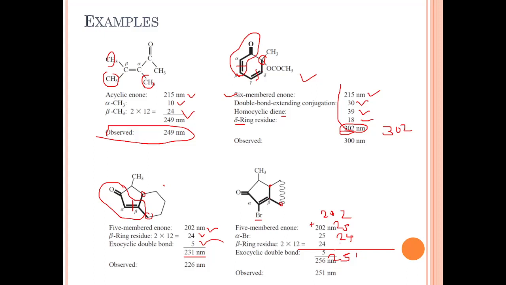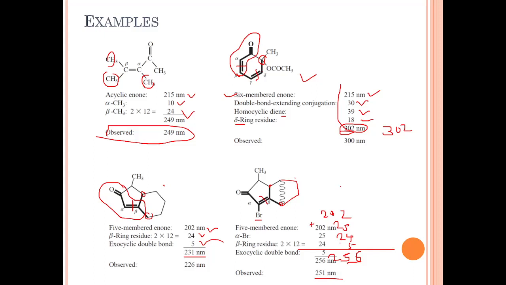I think we missed one exocyclic double bond, because they haven't shown us the ring over here. So if we consider this exocyclic double bond, we will add 5 more, and our value becomes 256. Okay, so as they haven't clearly shown the ring, we had not considered the exocyclic double bond, but if we consider it, it will become 256. So this is how it is matching with our experimental value.